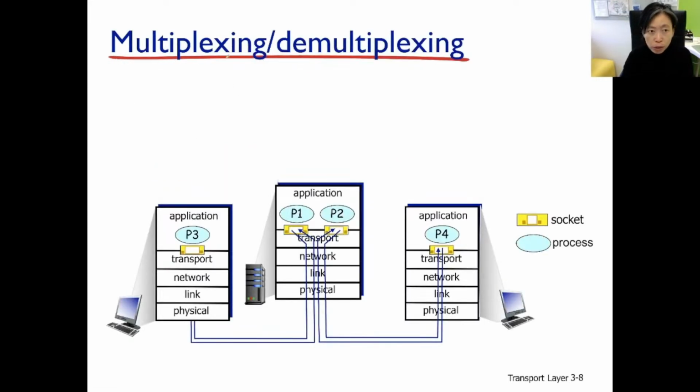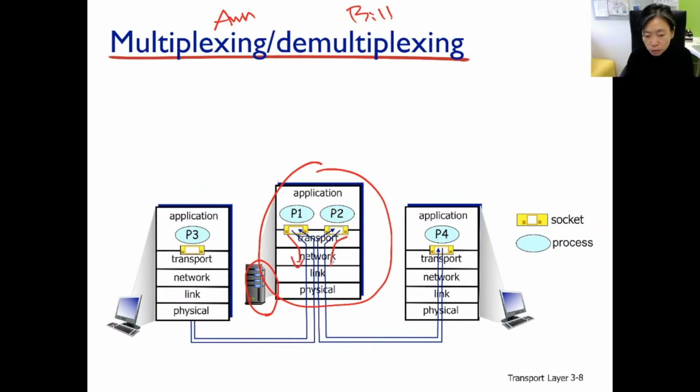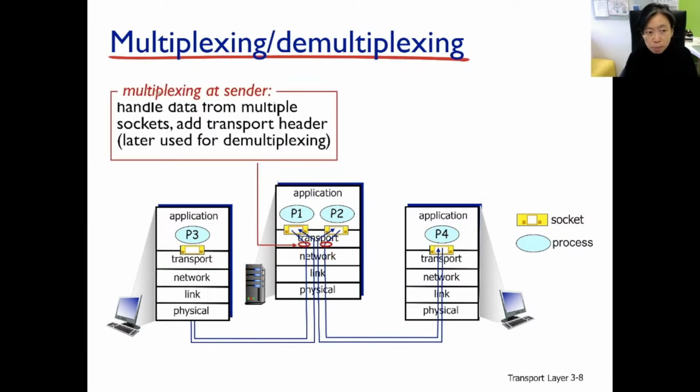If you still recall the N and Bill example, N's kids sending to Bill's kids. N is the multiplexer, and Bill there is the demultiplexer. If we focus on this example below, this guy in the middle is a big server machine. There are multiple processes running. You see here, P1 is sending a message out. P2 is also sending a message out. The transport layer at the server is doing this multiplexing.